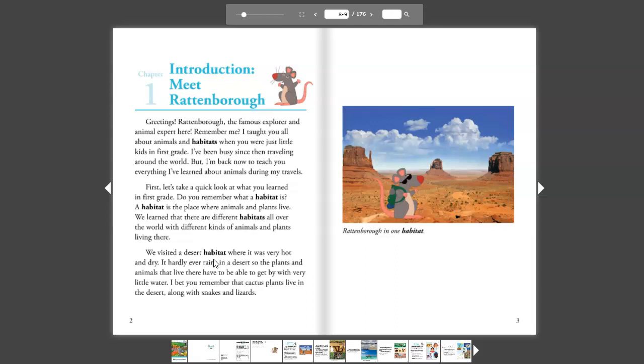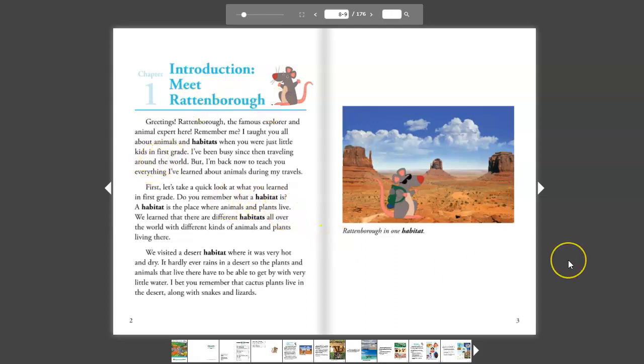So we also have on page 3 a photo, right? This is a regular old photo, a picture, and a caption. Photos visually show you what the text is about, and the caption describes the photo. So here we have a picture of Rattenborough, and it says Rattenborough in one habitat, right? Now, we don't exactly know what a habitat is yet, but we're going to learn what a habitat is. So I'm going to start reading. Here we go. Chapter 1, Introduction, Meet Rattenborough.